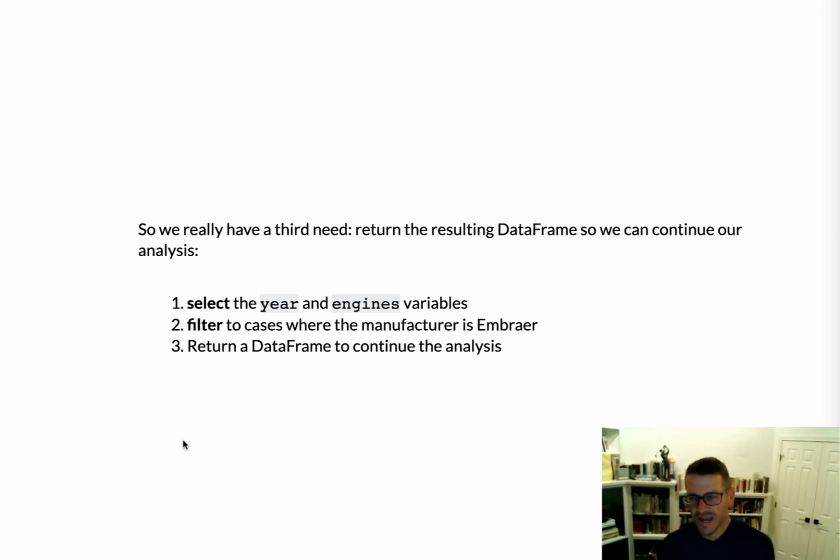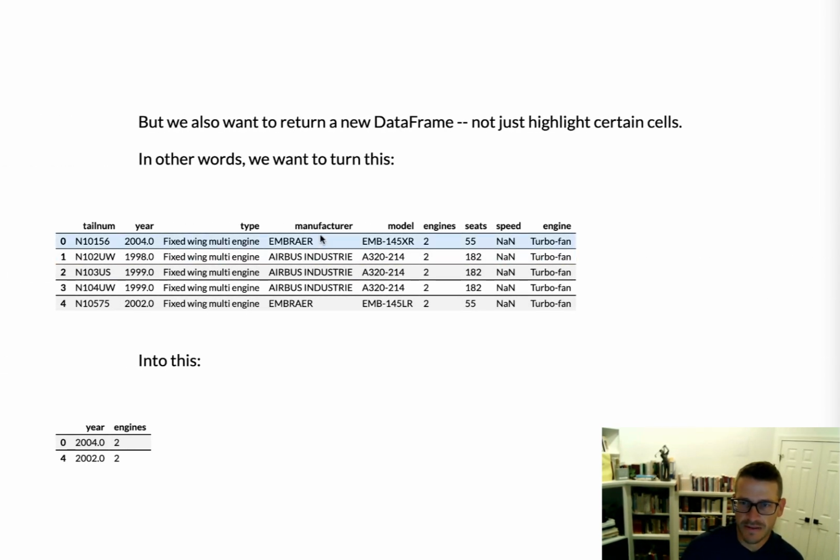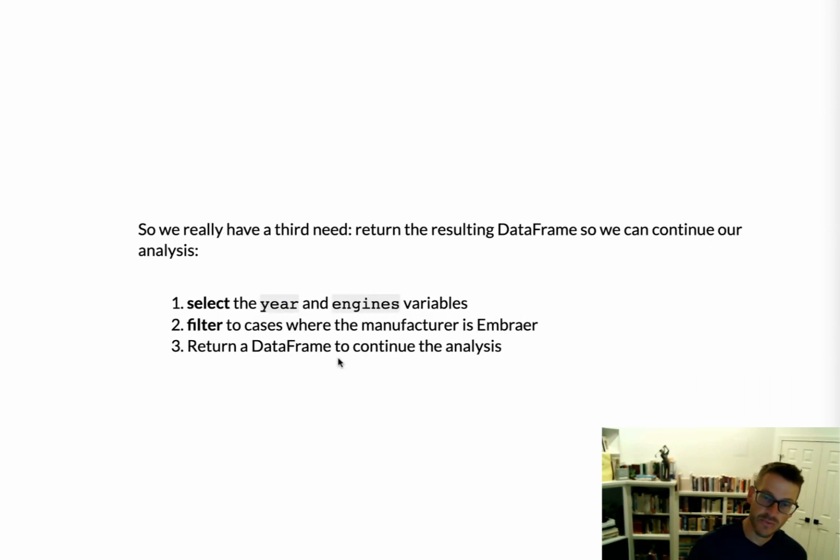So we kind of have 3 steps here. At least in this example I'm showing, we are trying to select certain variables of interest, the year and engines, and we're trying to filter certain cases of interest. In the previous examples, we were trying to filter for those rows where the manufacturer was equal to Embraer, right? And then at the end, we want to return a data frame, right? So there's a kind of a sequence that we often do here: select columns of interest, filter certain observations of interest, and for either one of these steps or a combination of the two, we want to get a data frame in return.